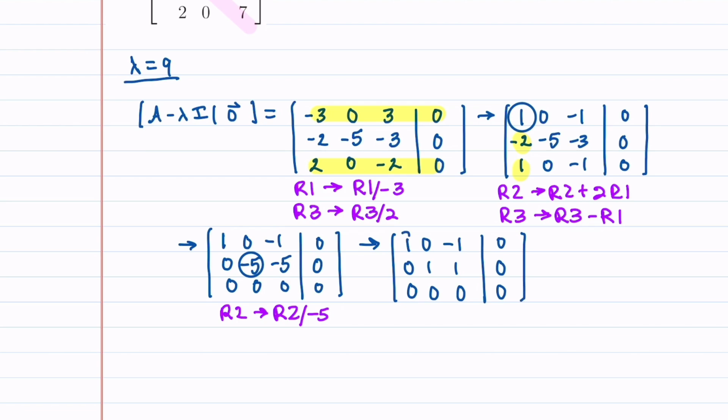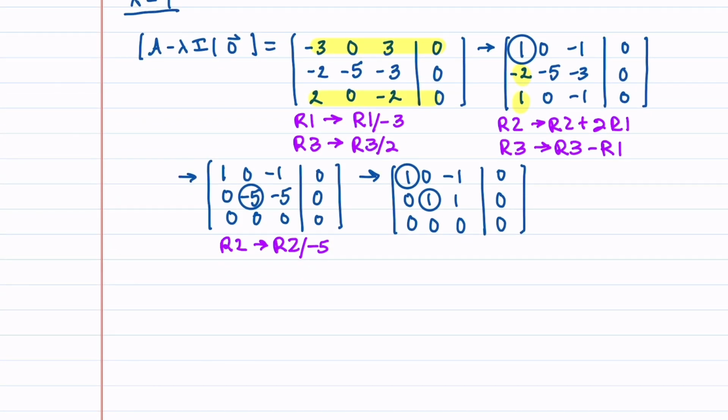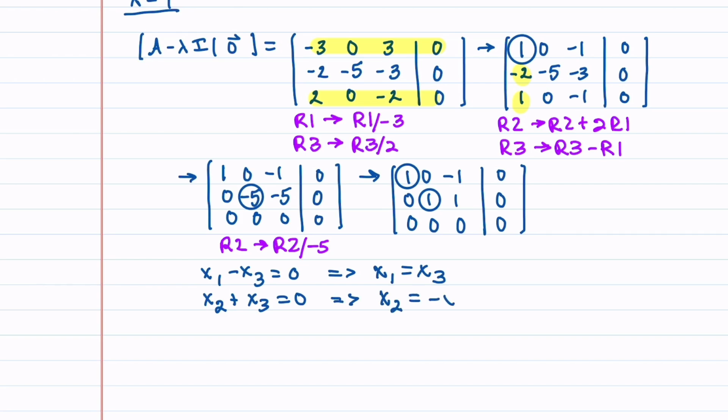I'm going to circle the pivots because those are the variables that we're going to solve for. We have x1 minus x3 is 0. So that tells us that x1 is equal to x3. And then we have x2 plus x3 is 0. So that tells us that x2 is equal to minus x3. And then let's make a note that x3 is a free variable, because there's no pivot in that column.